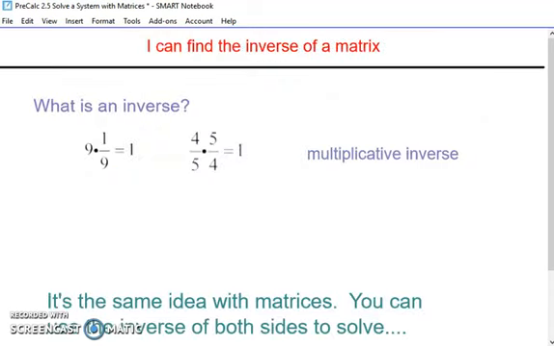We also talked about how to find the inverse of a matrix, and that's what we use to solve matrix equations. We can do that also when we solve algebraic equations. For example, the inverse of 9 is 1/9 because when you multiply those two together you get 1. The inverse of 4/5 is 5/4. You multiply it, you get 1. So those are multiplicative inverses. We're using that same idea with matrices, but I'm going to show you how we can use inverses to solve algebraic equations.